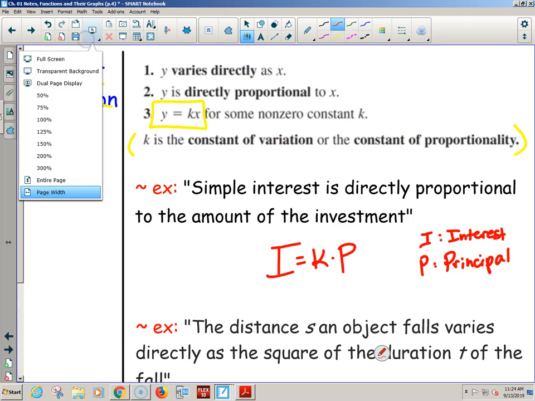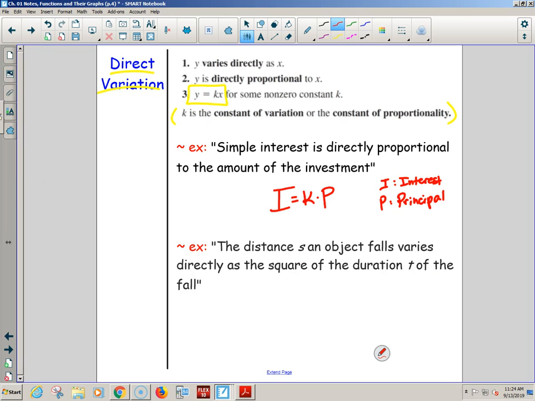So how about the next one? The distance S. Oh, I have to use S for distance. Awkward, but okay. An object falls, varies directly as the square of the duration t of the fall. How would you make that into a mathematical model? S equals KT. Do you agree? Distance S varies directly, K times the square.